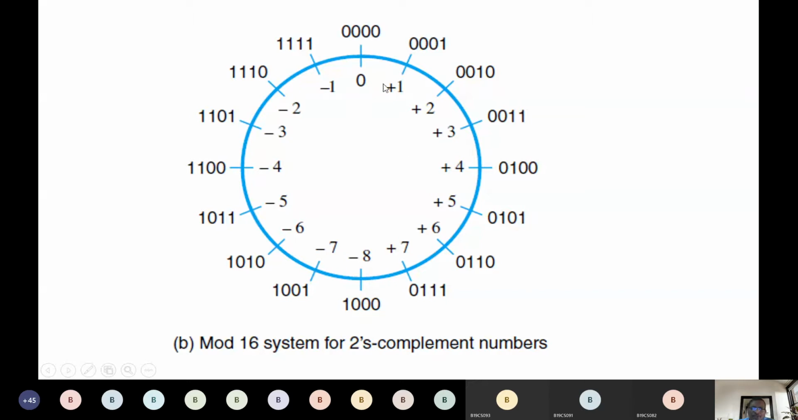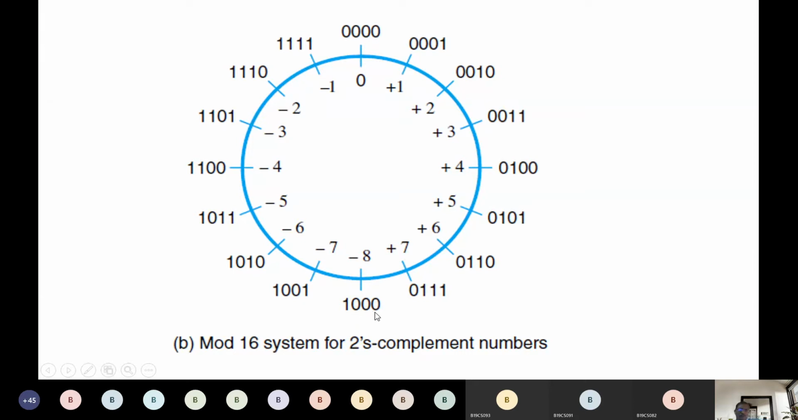As you can see, these we already know. Plus 1 is 1, 2 is 10, 3 is 11, 4 is 100, then 5, 6, 7. After 7, you can see 0111, and then it starts again from the negative numbers: minus 8, minus 7. So 1000 is minus 8. Minus 7 is 1001. Looking at the number, we can say what this number exactly is.